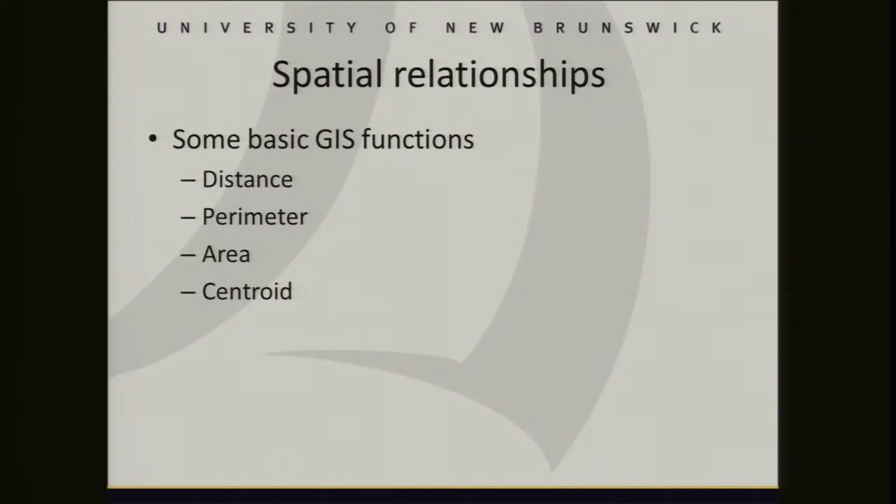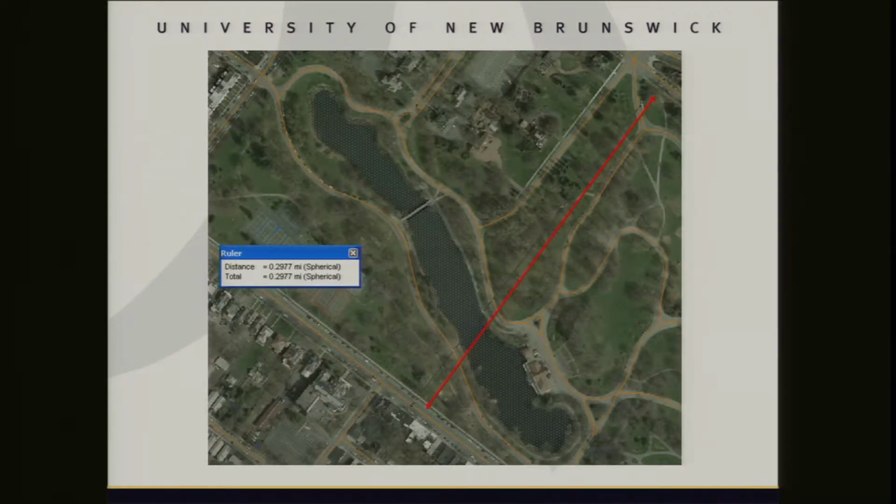So I'm just going to give you a few examples of GIS functions. How am I doing for time? Excellent. I tried to speed this up. I'm going to go through some basic and some advanced GIS functions. Basic, distance. How long is it from this road to this road? Distance is 0.2977 miles in this case, spherical, based on the spheroid of the Earth.